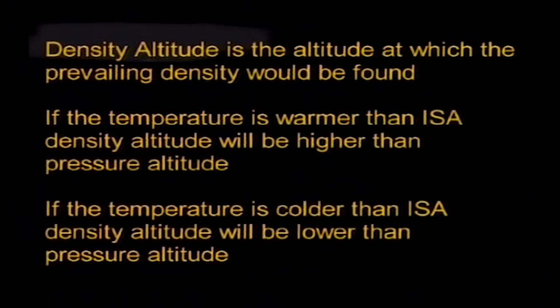Density altitude is the altitude at which the prevailing density would be found. If the temperature is warmer than ISA, density altitude will be higher than pressure altitude. If the temperature is colder than ISA, then density altitude will be lower than pressure altitude.